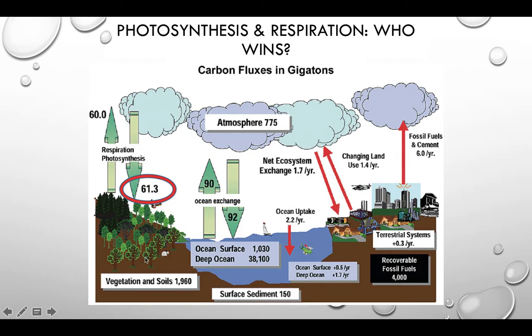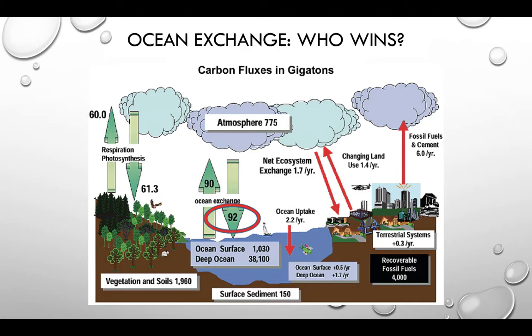So photosynthesis should be drawing more carbon dioxide out of the atmosphere, but what we're still seeing is that atmospheric carbon dioxide is rising, so we still got to figure out why. So if we look at ocean exchange, again, what we see is more carbon dioxide should be going into the ocean than what is coming out. So again, but atmospheric carbon dioxide is on the rise.